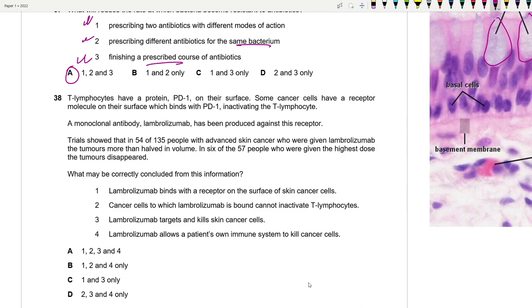So this is the lymphocyte. It has this receptor called PD-1. So we have a drug called iambrolizumab which actually binds to this. Trials show that 54 of 135 people with advanced skin cancer who were given iambrolizumab, the tumors more than halved in volume.